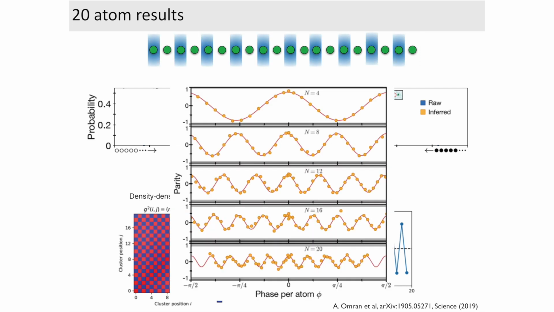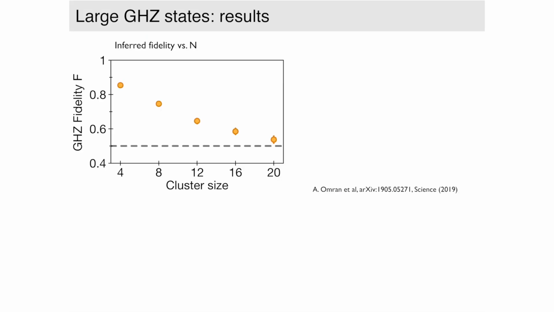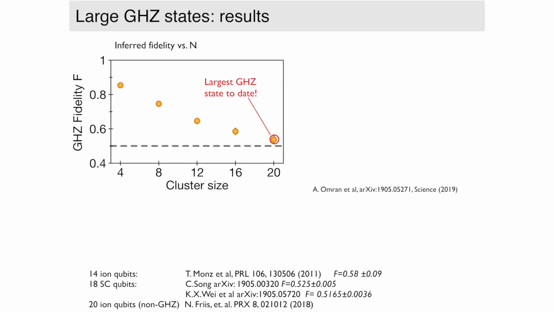And then what we do is we measure phase by applying this kind of staggered field. And indeed, we still see some coherence, which allows us to extract the entanglement. And we see that our system is entangled for up to 20 qubits. So it's actually the largest GHZ state produced to date.